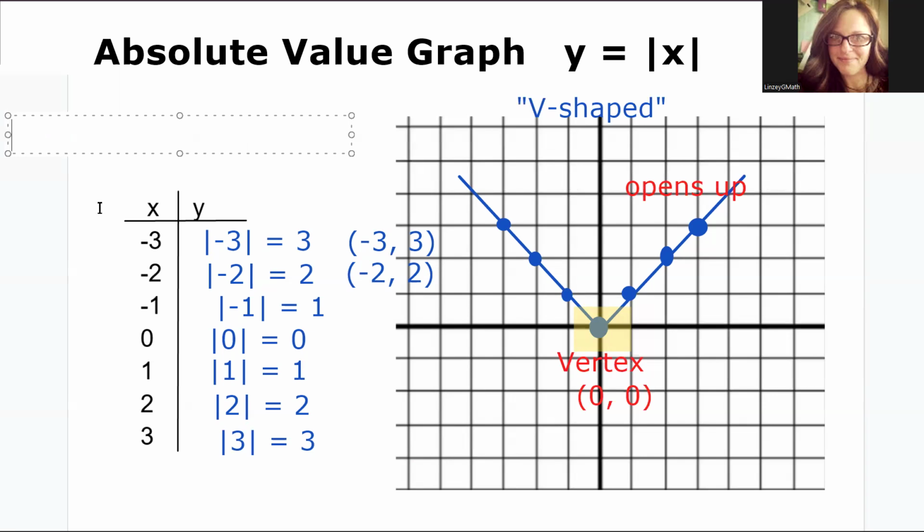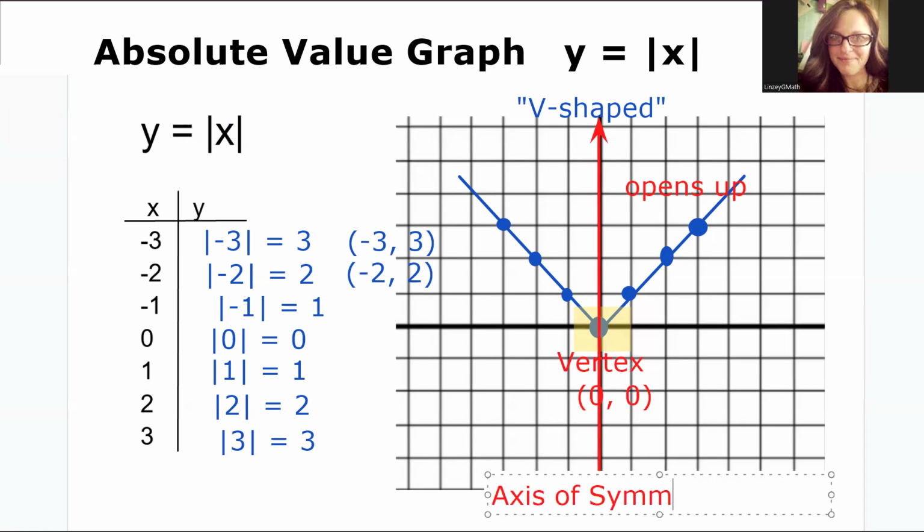And of course, we have our axis of symmetry. This vertical line that cuts the graph in half. Axis of symmetry. And our axis of symmetry is x equals 0.